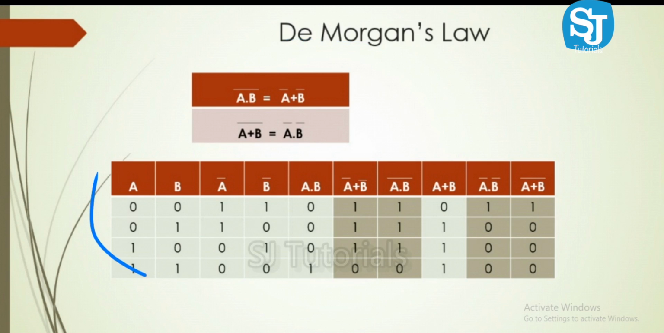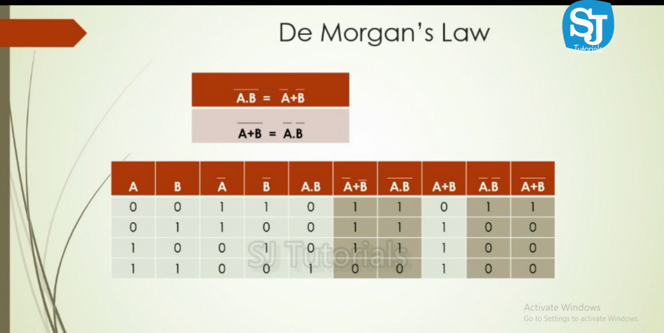This is the truth table and proof of De Morgan's law. First of all, A, B, A bar, B bar, A into B. And here we will get the answer: A bar plus B bar equals (A dot B) all bar. And again, A bar dot B bar, we will get the answer (A plus B) all bar. So these are the same.